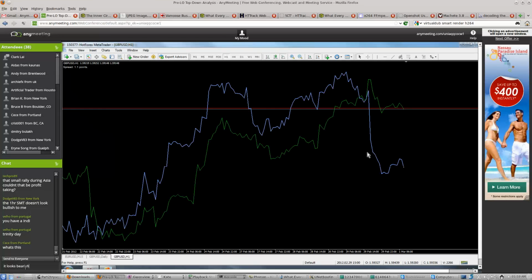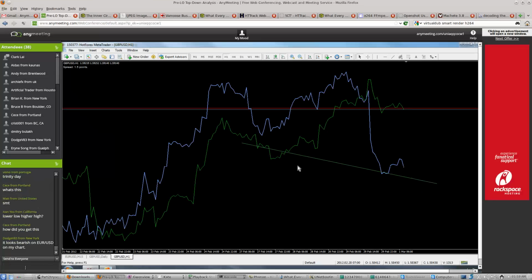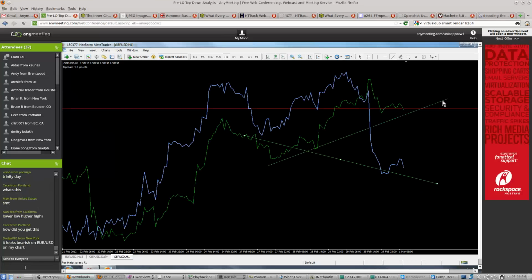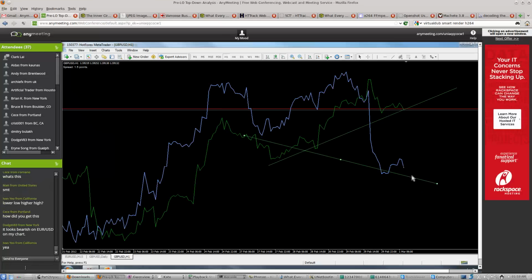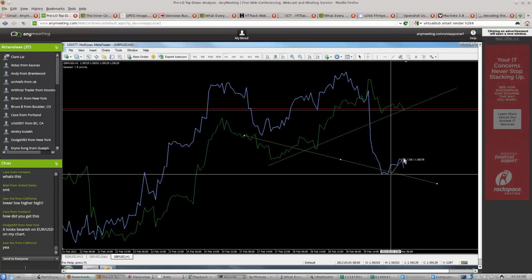I'm going to talk about the SMT for now, for everybody that's been asking me about the divergence. In the 1 hour, I'm guessing you're talking about this divergence here. Is that what you see, the bullish divergence here? Look how much it moved already.